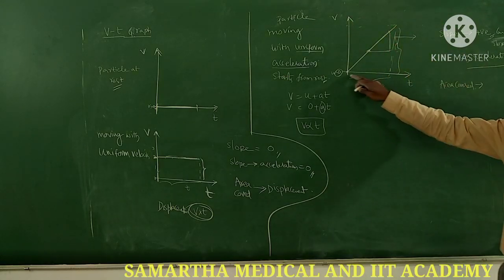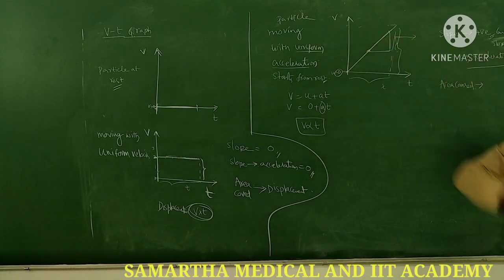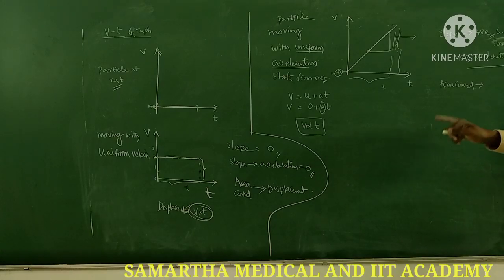So half of this x coordinate value into this y coordinate value. So triangle shape, triangle area. Previously that was rectangle shape, rectangle area. Like that, we need to take the area based on the shape of the curve. Okay? Right. Area covered gives what? Displacement.